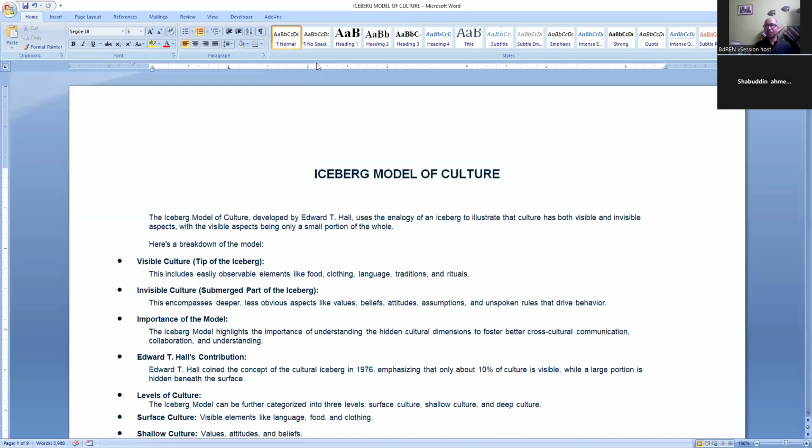We exchange greetings with our friends and relatives. So all these activities which are visible from outside may be termed as the hardware of our culture.